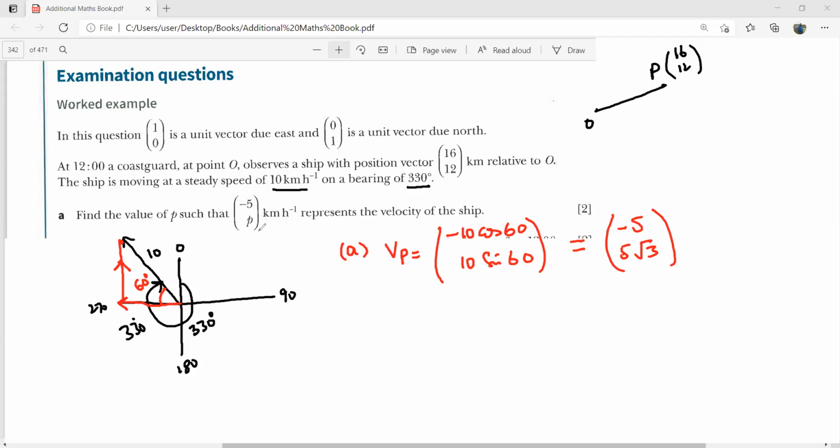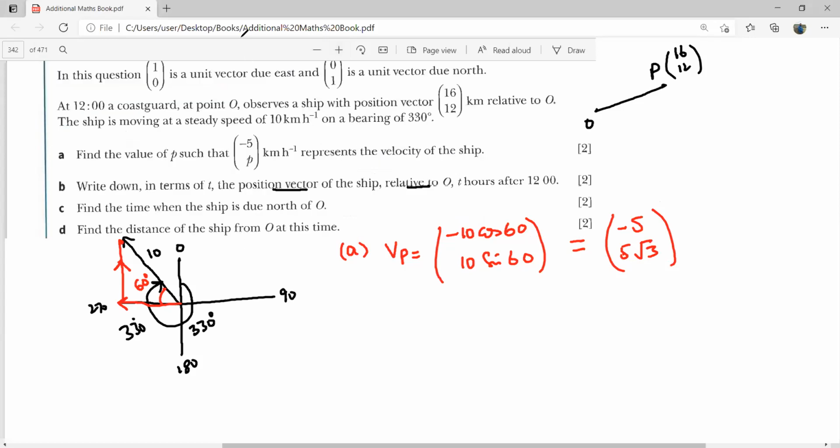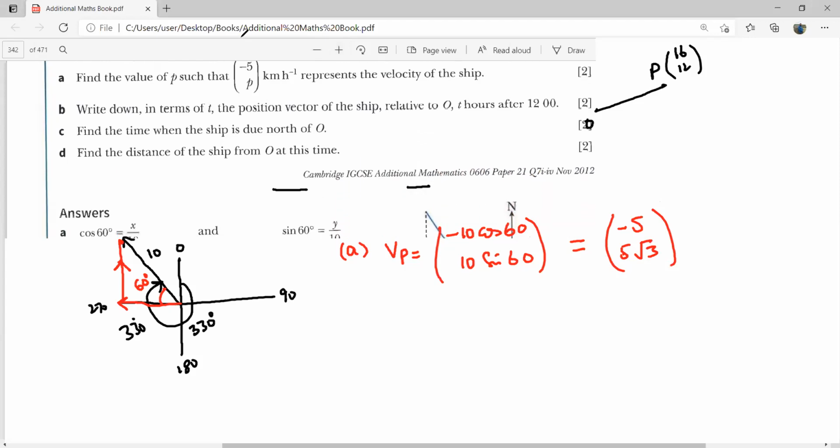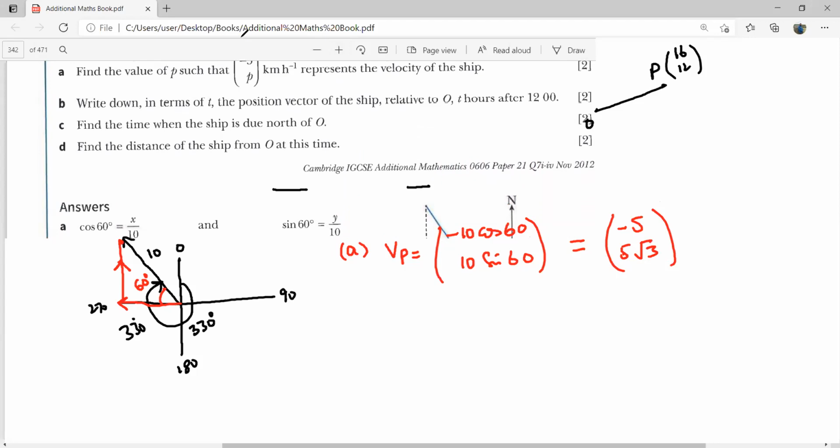Is that clear, bacho? Yes, sir, clear. Okay, bacho. It says write down in terms of T the position of the ship relative to O, T hours after 1200 hours. Part B's answer would simply be, this is going to be OP at T, that is 16 12, the initial position, plus T times minus 5 under root 3.